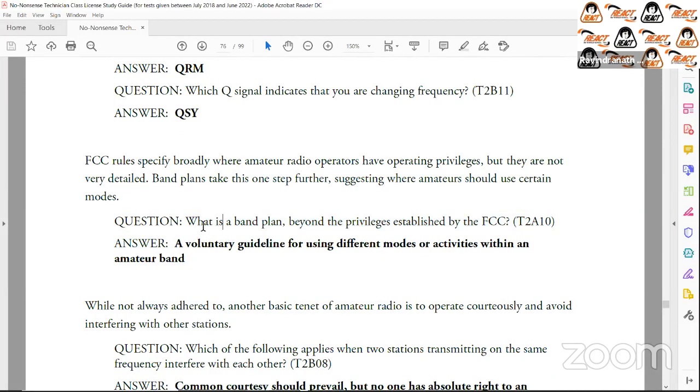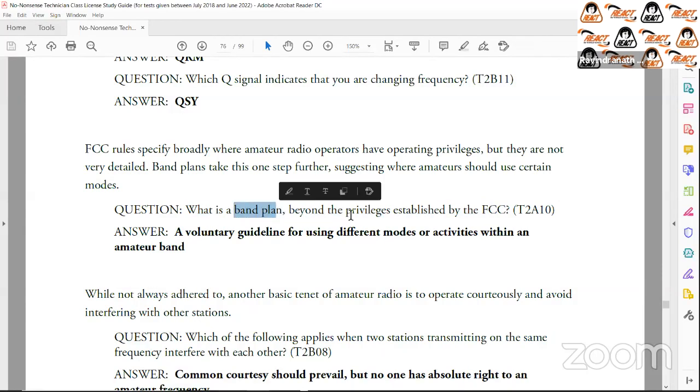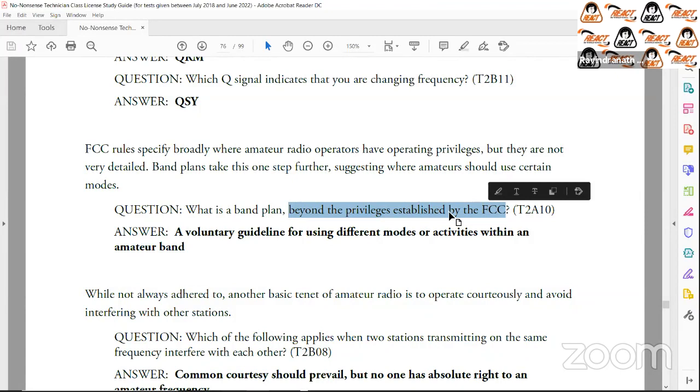What is a band plan beyond the privileges established by the FCC? So let's dissect this question a little bit. They're basically asking you what is a band plan, but they're also telling you beyond the privileges established by the FCC. What they're trying to tell you here is the FCC gives you frequency allocation when you get your license. They will tell you you can use from 144 to 148 megahertz in the 2-meter band, for instance, as a primary, as a licensed ham, or as a licensed amateur radio operator.